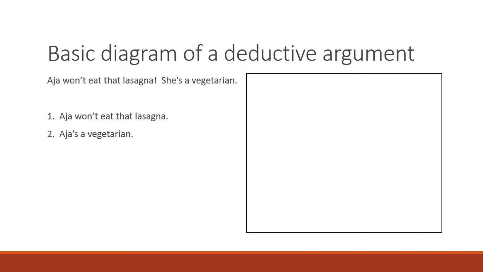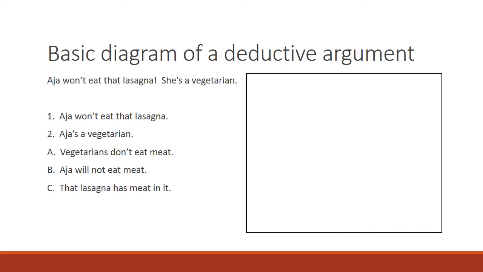But there seems to be an awful lot assumed and unstated here. Vegetarians don't eat meat, and Asia will not eat meat because she's a vegetarian. Last, that the lasagna has meat in it. None of this would make sense if it was a vegetable lasagna. How do we draw a picture of this argument?